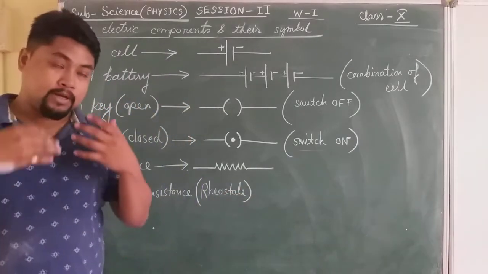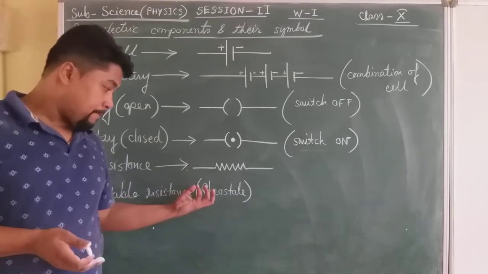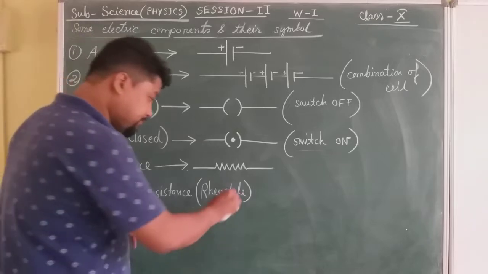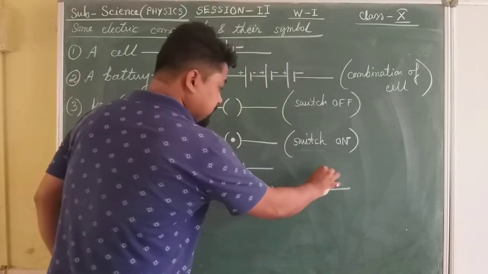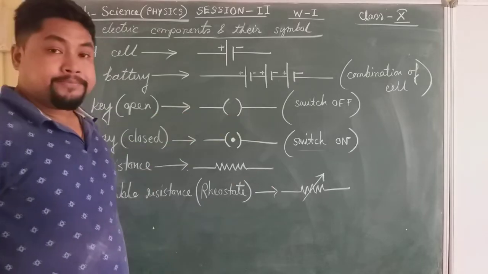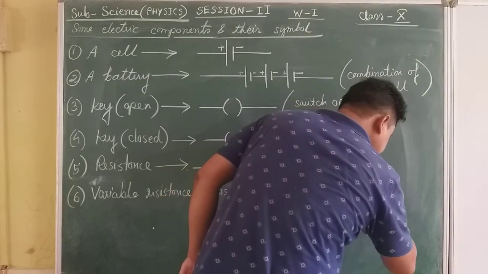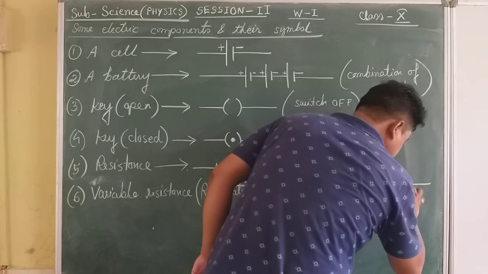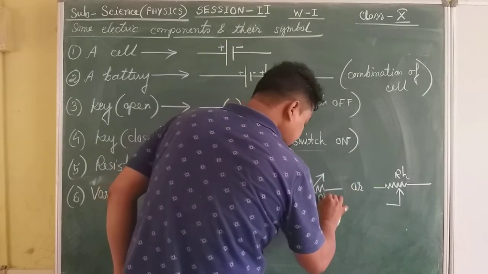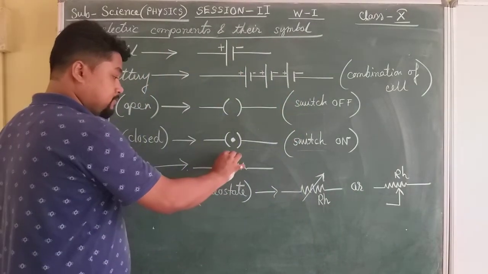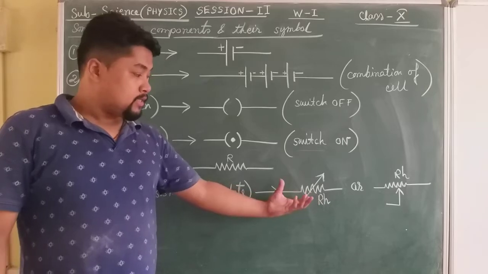Variable resistance. If resistance varies, then it is known as variable resistance, also called rheostat. The symbol of variable resistance is like this: an arrow crossing the fixed resistance. Also, or like this, the RH symbol, RH notation. Okay? This is resistance, or simply fixed resistance, and this is variable resistance, called rheostat, and the circuit symbol is like this.